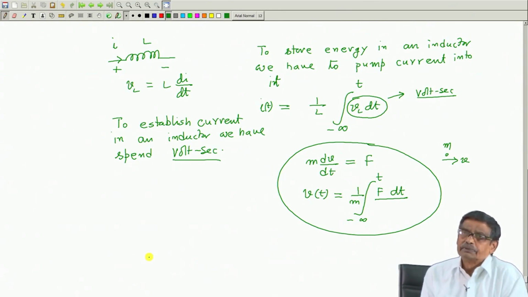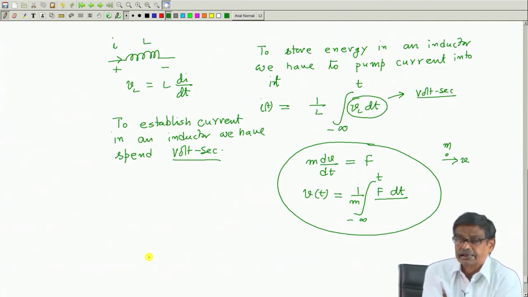So, sometimes F you can correlate with the voltage applied, and inductance looks like it has inertia like mass. So, inductance is often compared with mass as well. Therefore, to establish velocity you have to spend some newton seconds.